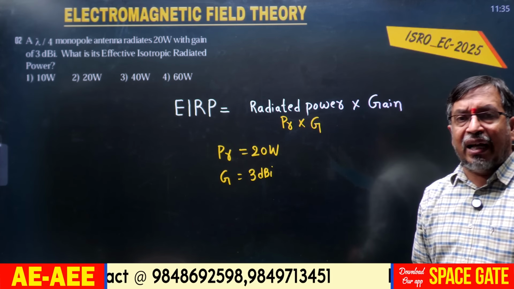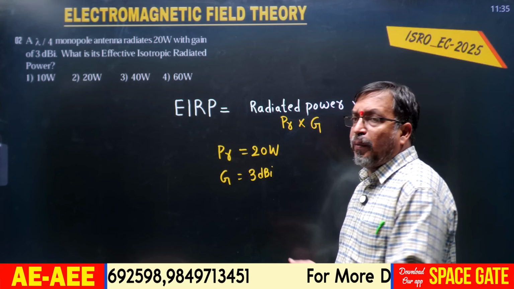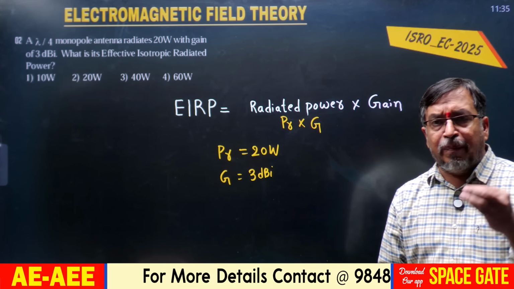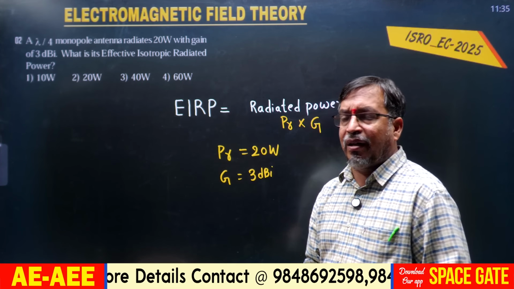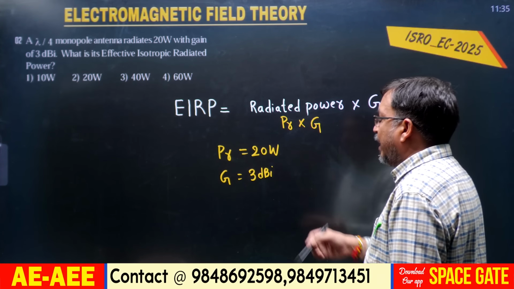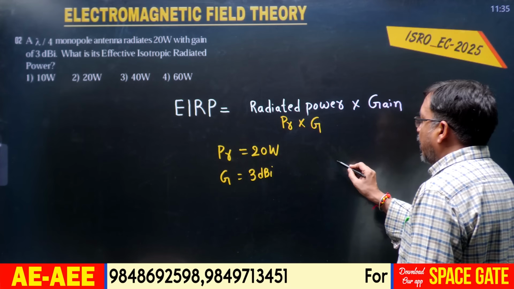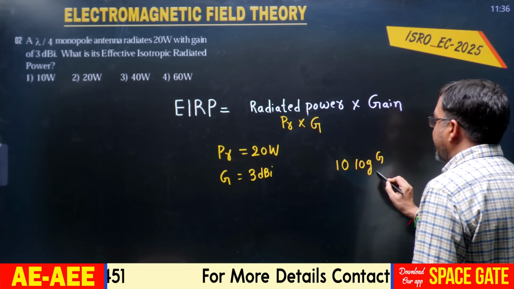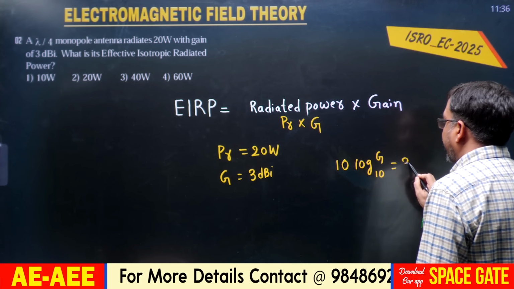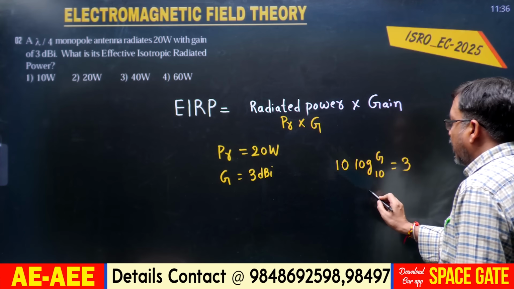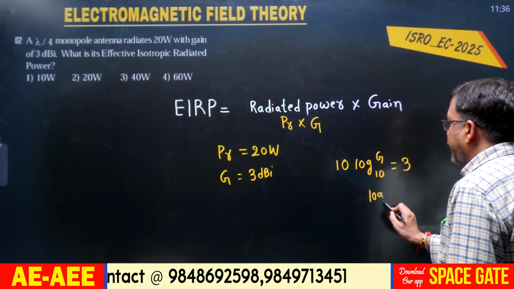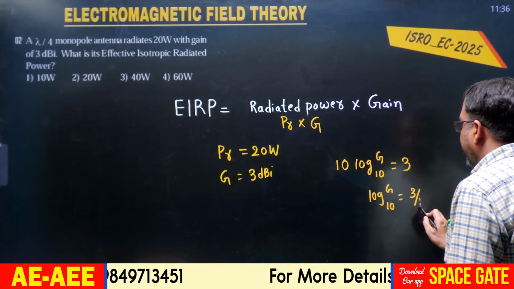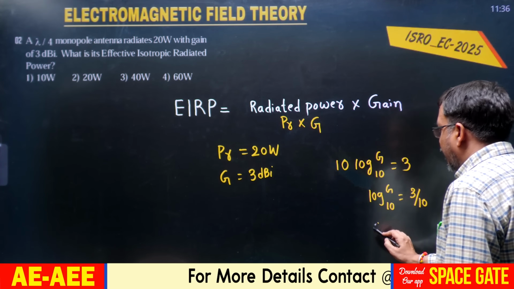But when we are calculating this effective isotropic radiated power, if your options are not given in decibel, then you represent this value in non-decibel. Generally gain is represented in terms of power. So I am writing 10 log G base 10 is given as 3 dB. Then log G base 10 equals 3 by 10. Then from here I am applying anti-log on both sides.